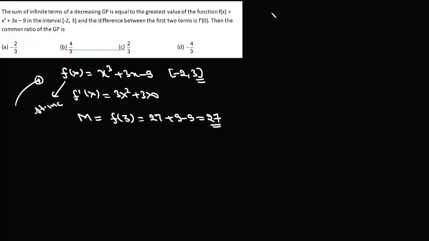Now it says the sum of this infinite GP is 27, and the difference between the first two terms is f dash 0. That means a minus ar is equal to f dash 0. Now f dash 0 is simply 3. So a into 1 minus r is 3. Now the sum, a upon 1 minus r, is 27.